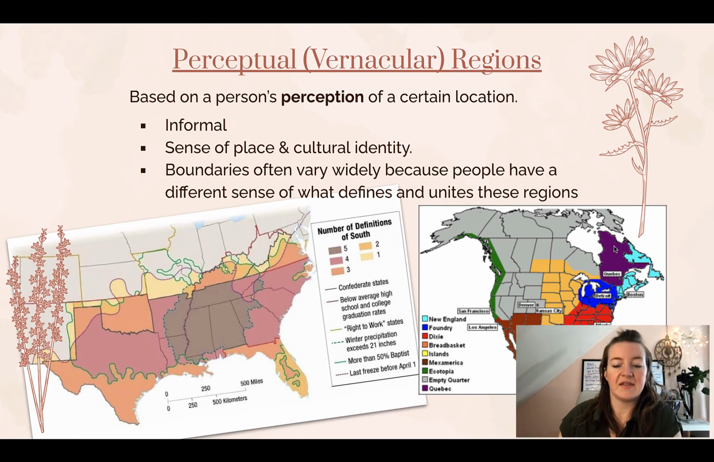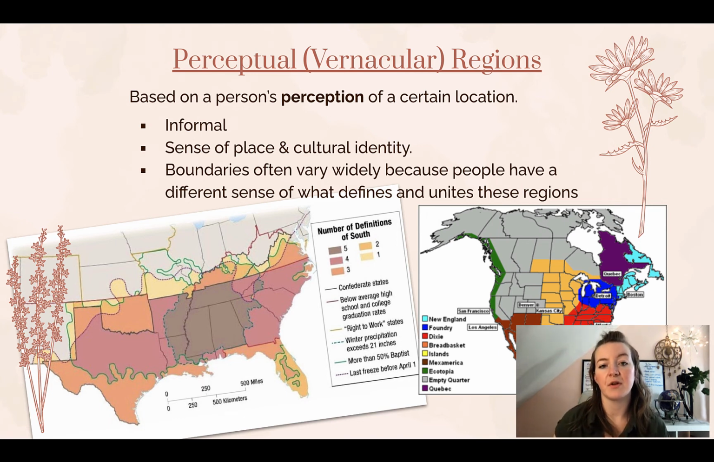We have Quebec as an entire region that's really huge. We have New England as a really significant region. We have the whole of the breadbasket. That color doesn't really quite match, but that's a huge space. Then we have this empty quarter. So we have a lot of different definitions or perceptions of these regions.